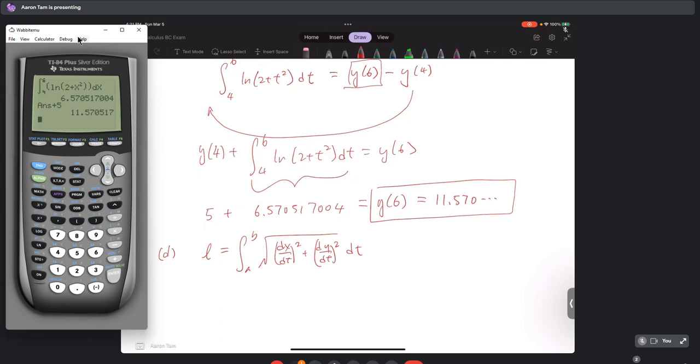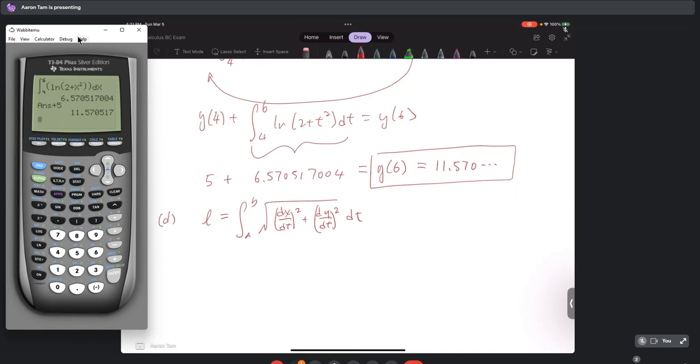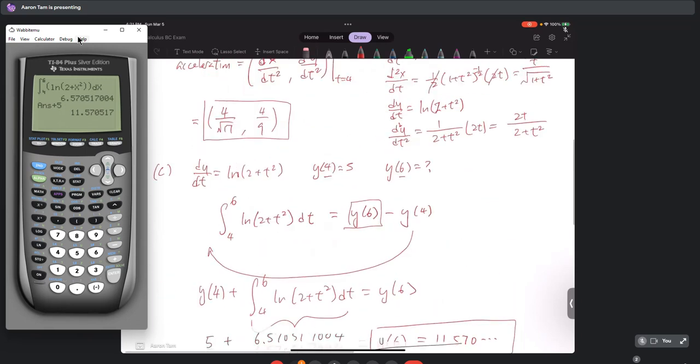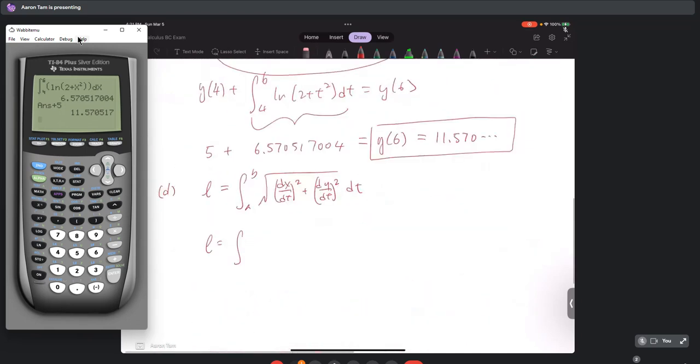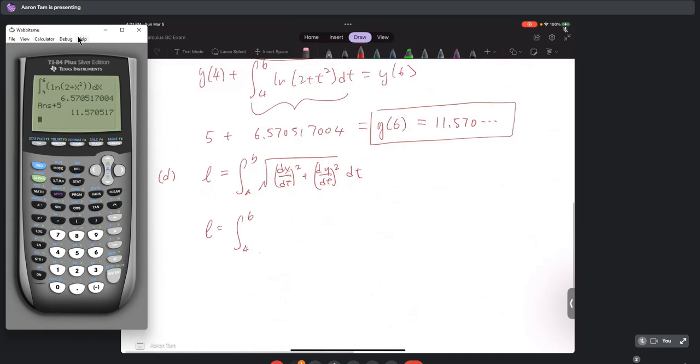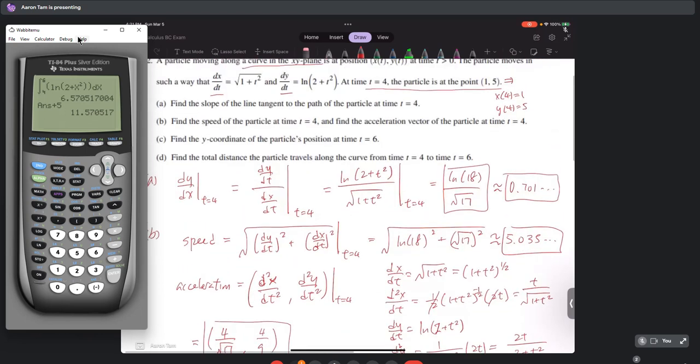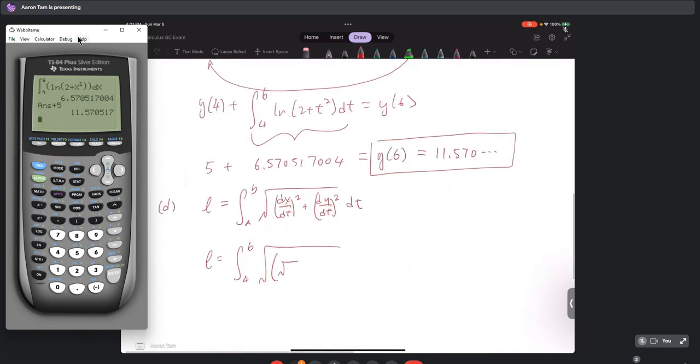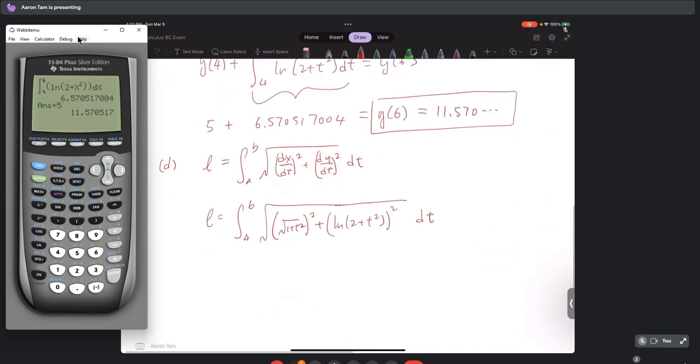And you might notice that the inside of this integral is basically the speed function. So you're integrating speed, you get distance. So that will be equal to, in this case, what are we doing? 4 to 6, I think. Yeah, 4 to 6. The integral of this, dx over dt is radical 1 plus t squared, squared, plus natural log of 2 plus t squared, squared, dt. So absolutely do not try to integrate this by hand. That's what you have a calculator for.